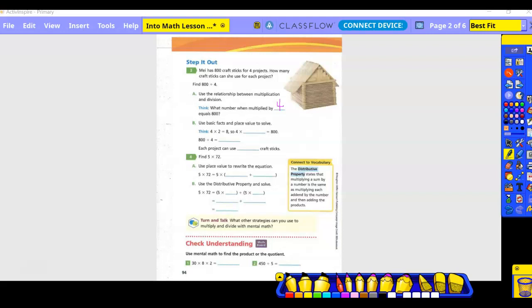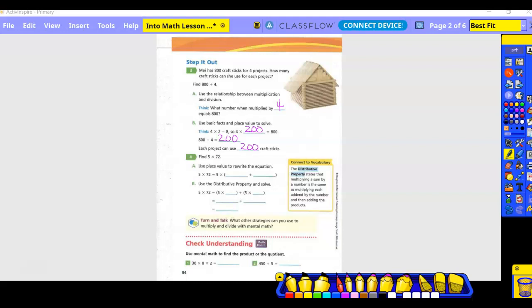So we know that 4 times 2 equals 8. So 4 times, we would put the 2 and then add how many zeros? 2. So 800 divided by 4 is 200. So each project can use 200 craft sticks.